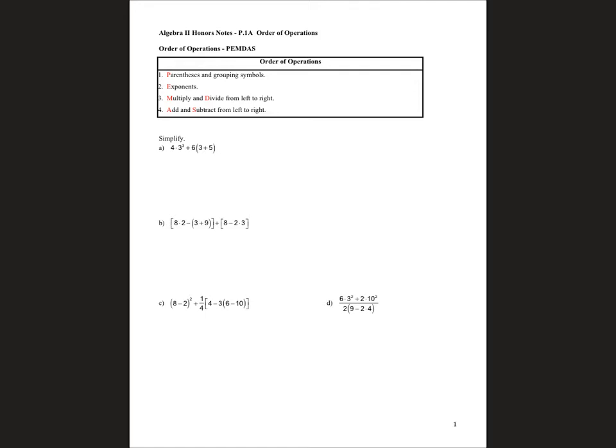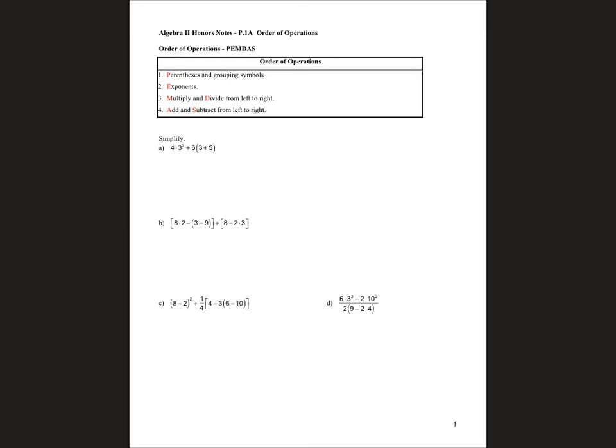These are all problems that you should be able to do without a calculator. However, you may use a 4-function calculator to check your arithmetic. But do not put the entire problem into the calculator because you will be expected to do these without using a calculator. So, we're going to be talking about the order of operations today.